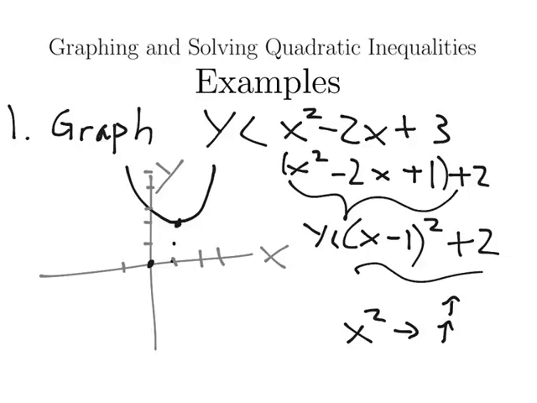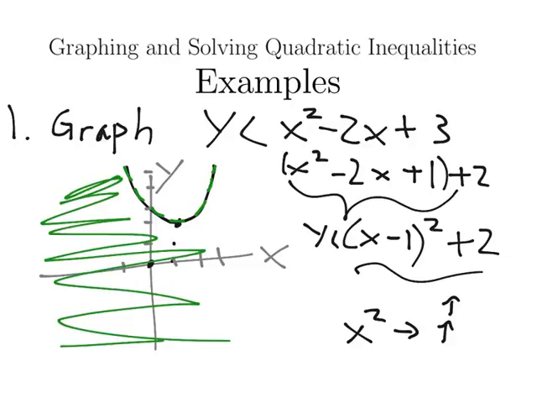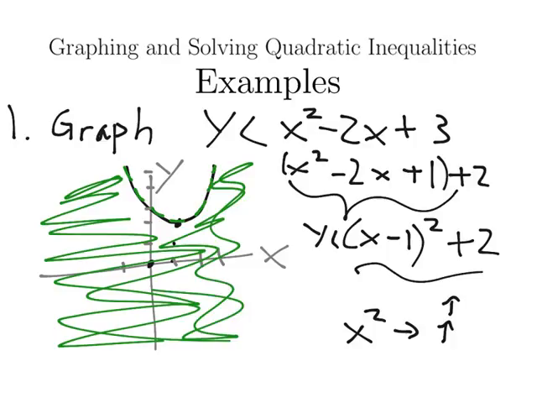That's what the graph of the function looks like, but I'm trying to find y is less than that function. So actually what I'm going to do is put dashes in where the function is, because I don't quite reach that function exactly. And I'm going to shade everything below the function. And that's the graph.